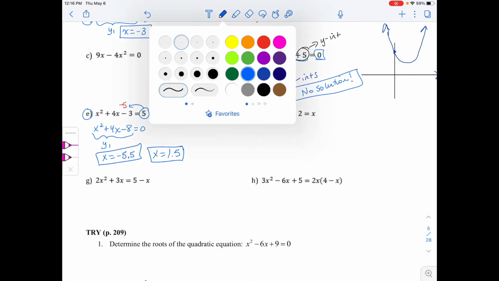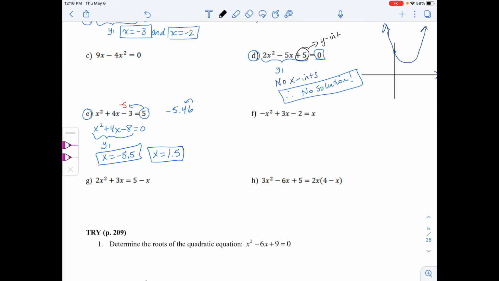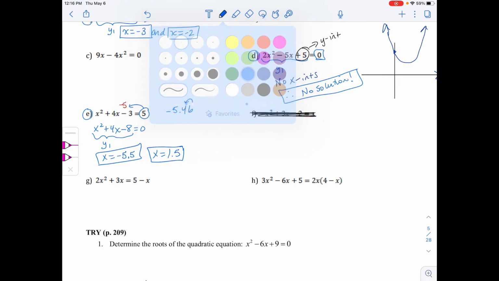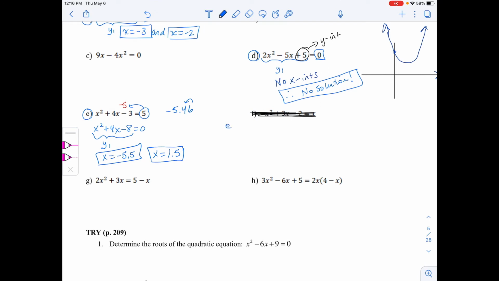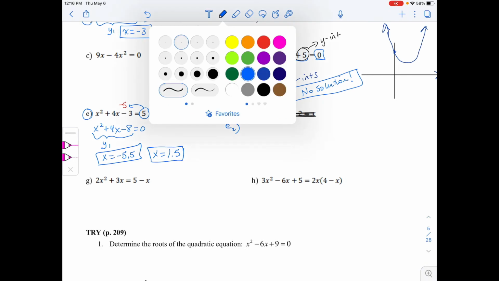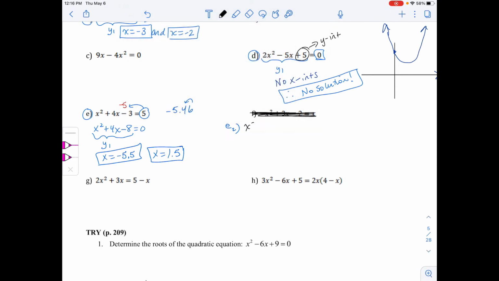Now, the other thing I want to do here, I'm going to cross out F. We're not doing F. I want to quickly do E in another way. I'm going to call this E2. I'm going to rewrite E as x squared plus 4x minus 3 equals 5.